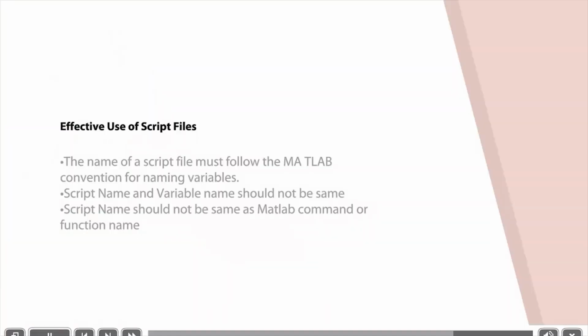There are some effective ways in which we can use script files, and some common rules that we need to follow. The first rule is that the name of the script file must follow the MATLAB convention for naming variables. Whatever convention we follow to name variables has to be followed while naming the script file. So underscores, alphabetical characters and numeric characters are all valid for this as well.